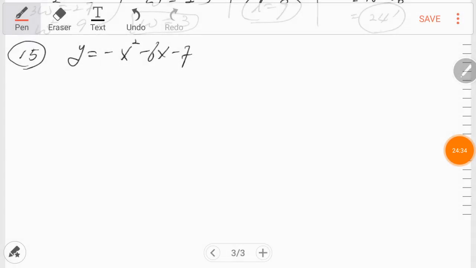Okay, number 15, find the vertex of this function. In order to find the vertex of this quadratic function, let's say the quadratic function is ax squared plus bx plus c.